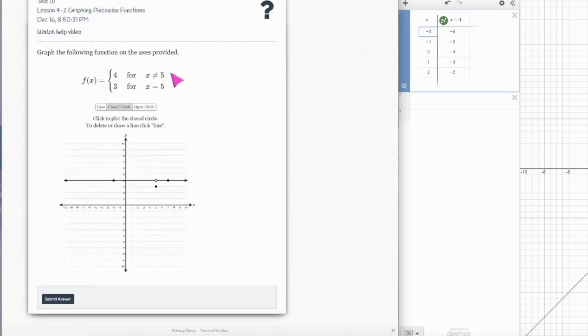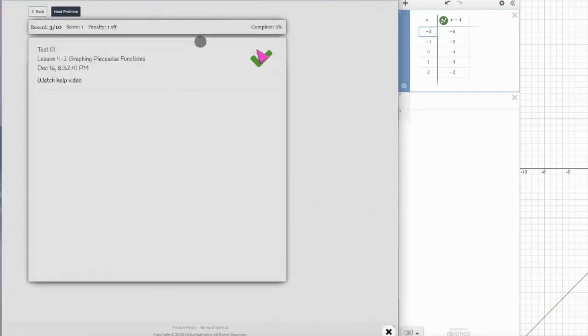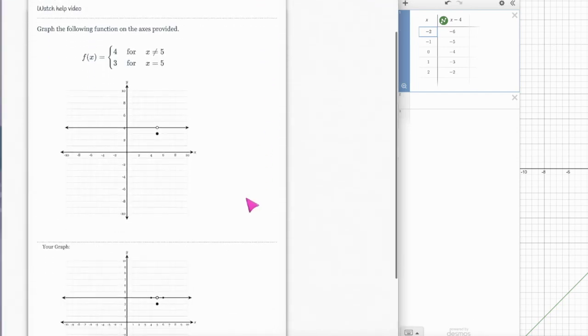So when you have x does not equal a number, you're dealing with a horizontal line, but that number is not included. And when you have f of x equals a number for x equals a value, then it's just a point. So I'm going to submit, and perfect, I got it right.